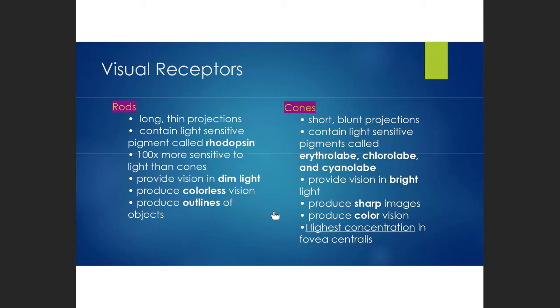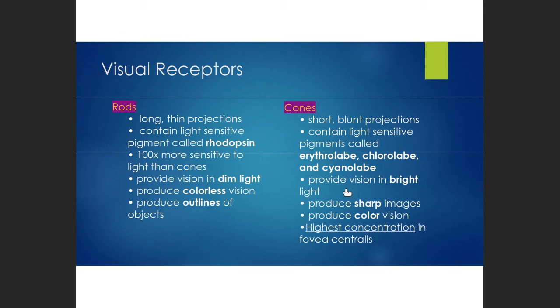So in low light, it's only your rods that are working. And rods will produce vision in dim light, but that vision will be colorless and will just be general hazy outlines of objects. Whereas when you turn the light on, now you can use your cones. So cones are short, blunt photoreceptors that contain any of the three color-sensitive light pigments called erythrolabe, chlorolabe, or cyanolabe. And cones produce vision in bright light.